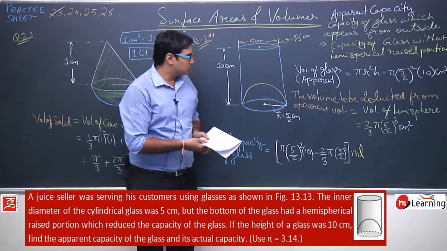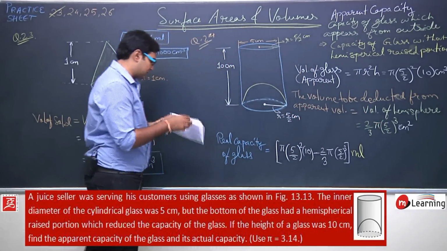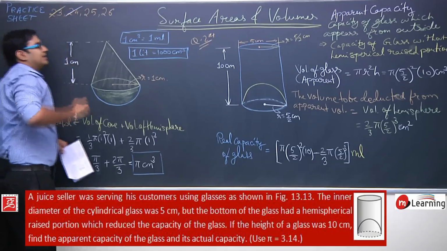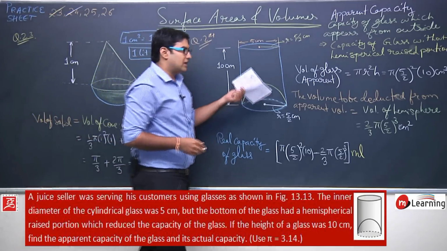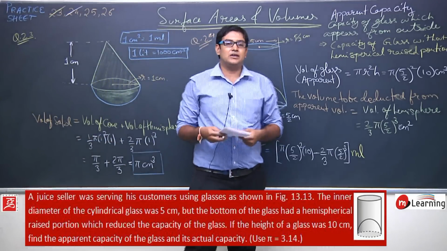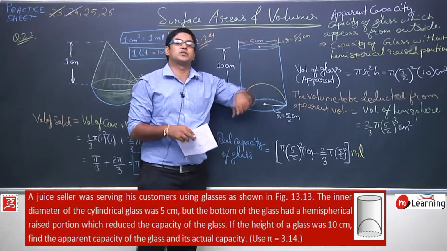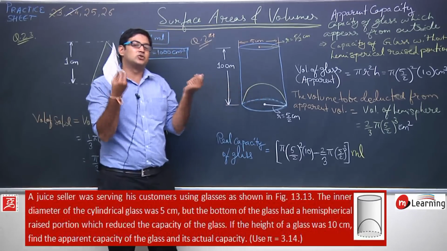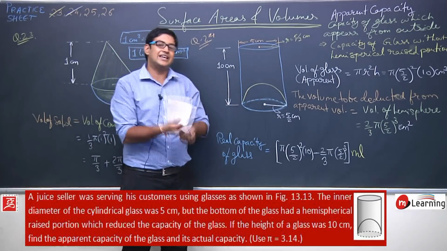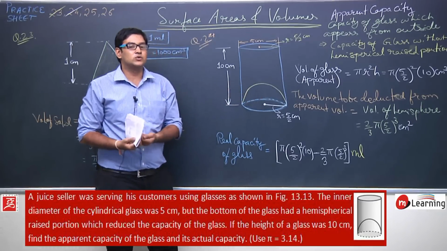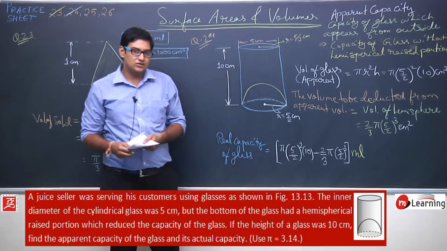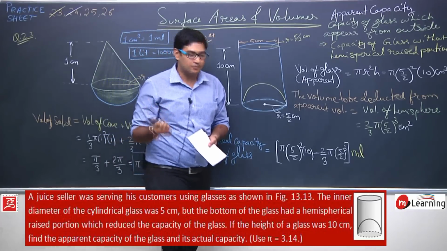Okay, so this is the solution for question number 24. It's a very easy question, but there are some more questions which can be taken out from the same question. What we can say is, if the question asks how much juice he cheated, or how much juice he saved, or how much less juice you got when you drink in this kind of glass. So the question can be twisted in any form.